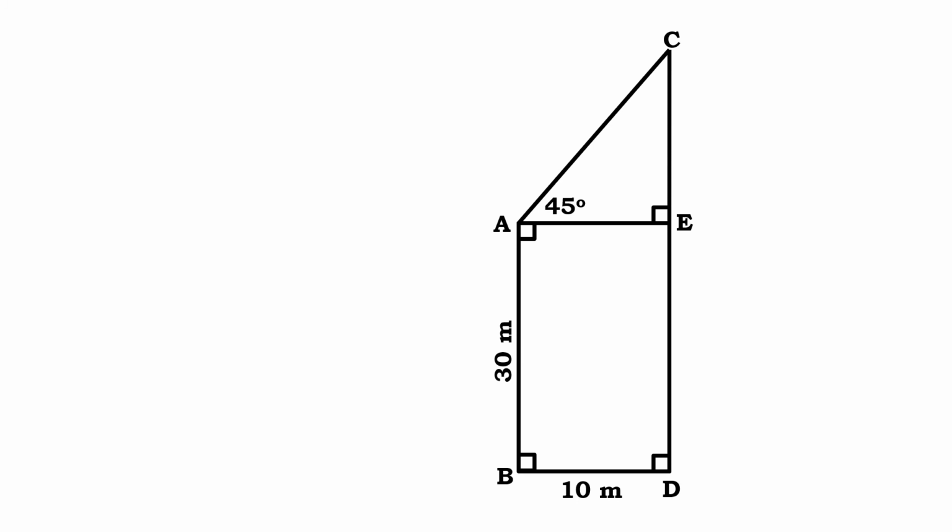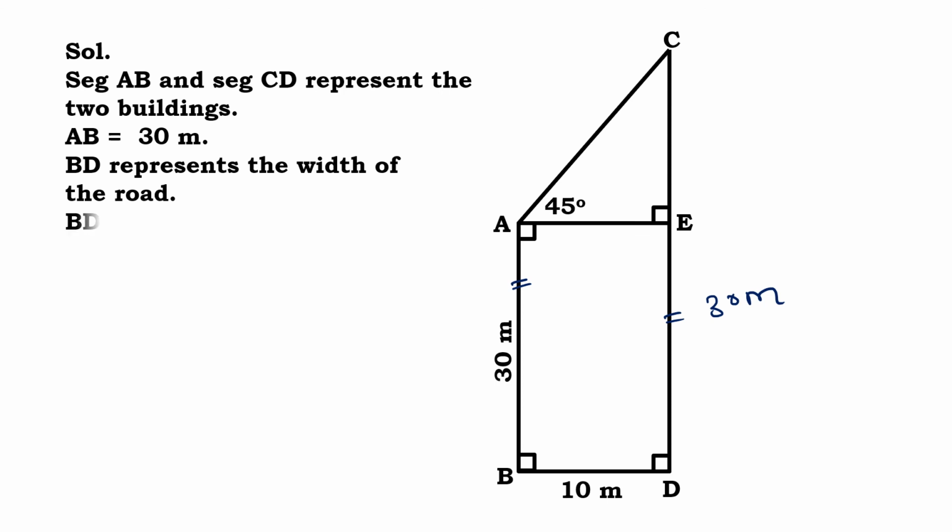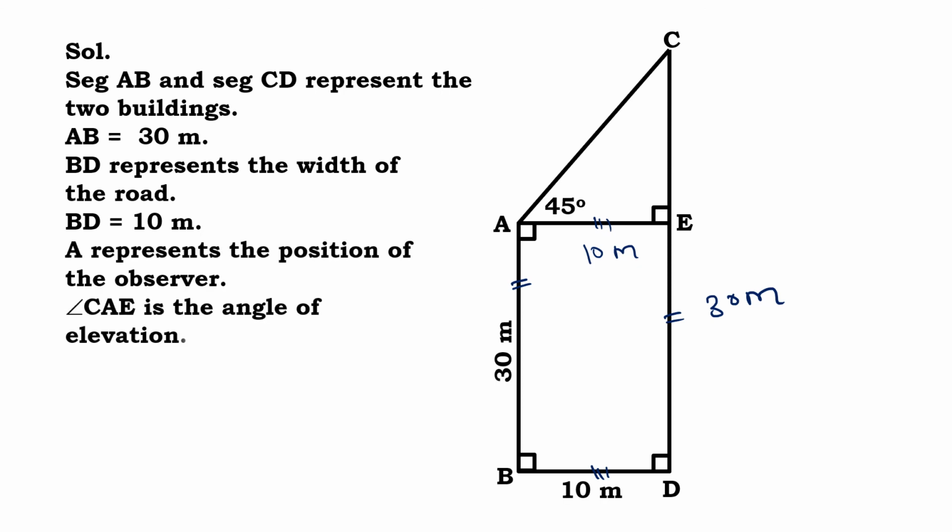Now let us see. In this, we got first building and second building. AB is equal to 30 meter, right? So if AB is 30 meter, then ED is also 30 meter because opposite sides of a rectangle are equal. And if BD is 10 meter, then AE is also 10 meter because opposite sides of a rectangle are congruent. Now as you know, CAE is the angle of elevation. If a person stands over here, he is making an angle of 45 degree. Therefore theta is equal to 45.